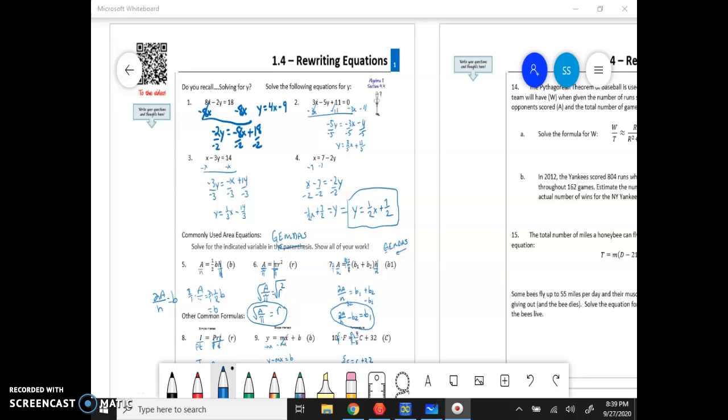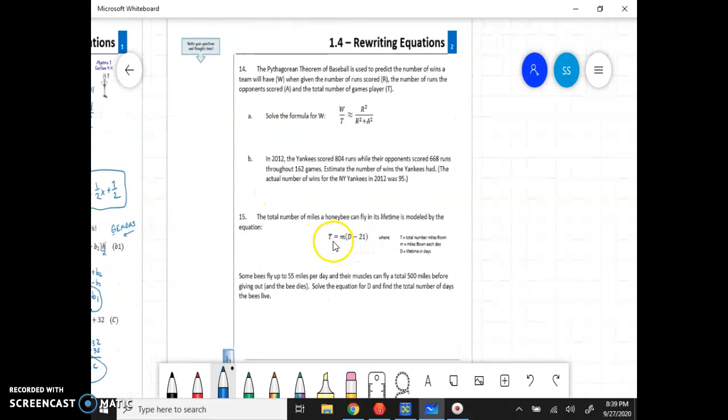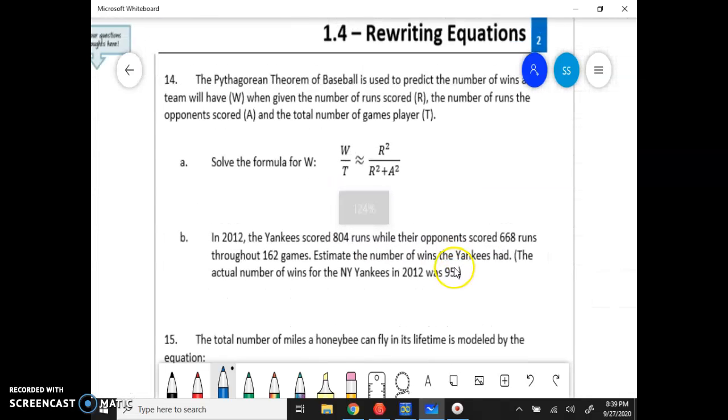Okay, here we go. This is Algebra 2, 1.4, rewriting equations. We're going to start on the back page today, looking at problems 14 and 15. I'm going to zoom way in here.